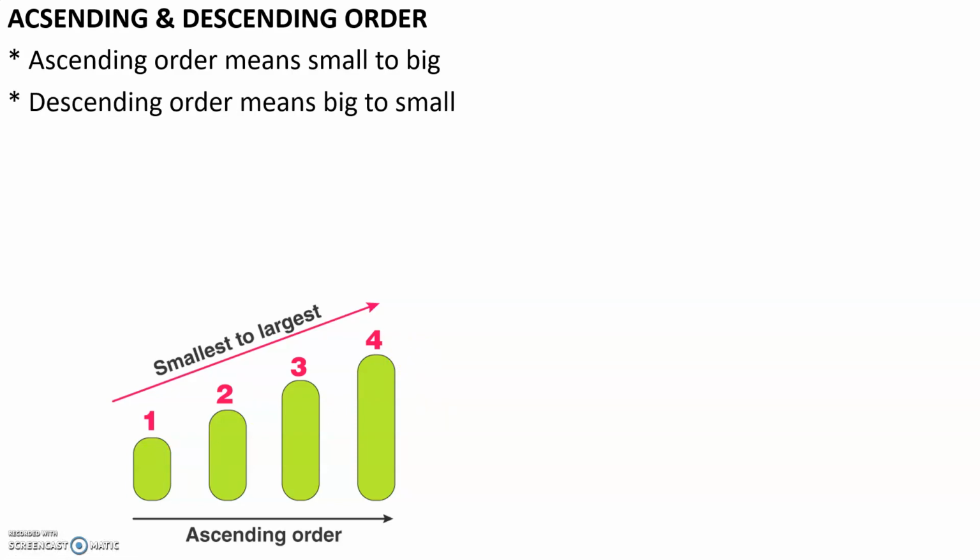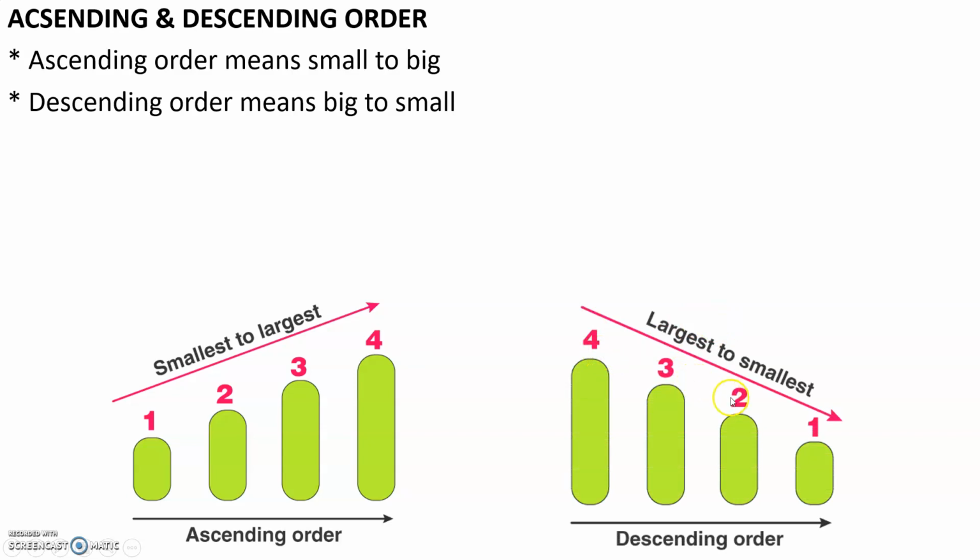Descending order means big to small. See, 4, 3, 2, 1. Big to small, largest to smallest.